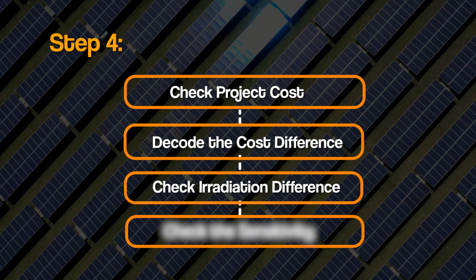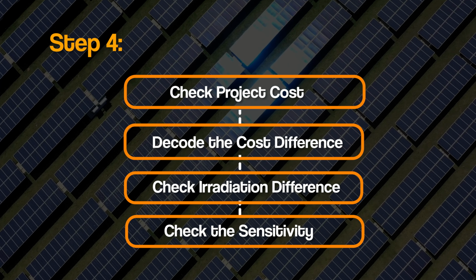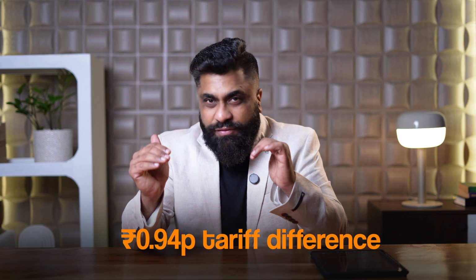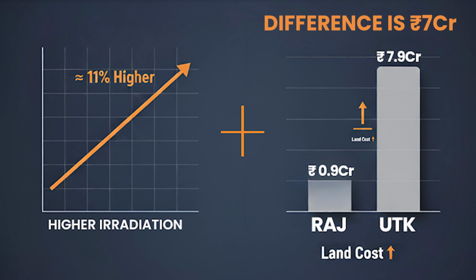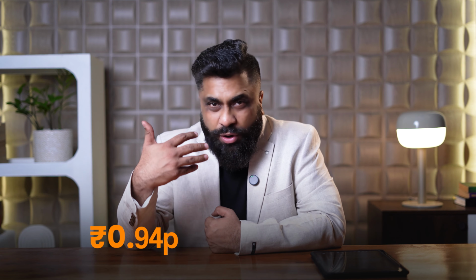The 4th step is to check the sensitivity. As I explained, project cost was causing 1% sensitivity. Similarly, irradiation was also causing 1% sensitivity, and that resulted in this 94 paisa tariff difference, because of the 11% decrease in irradiation plus the 7 crore increase in land cost. If you combine the total impact of this, that comes to around 94 paisa, which was 30.3%.